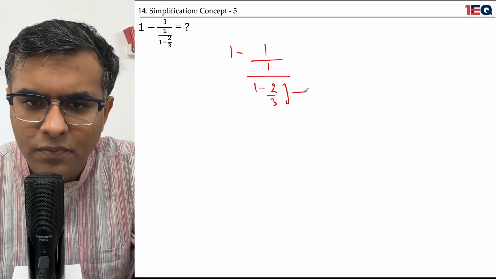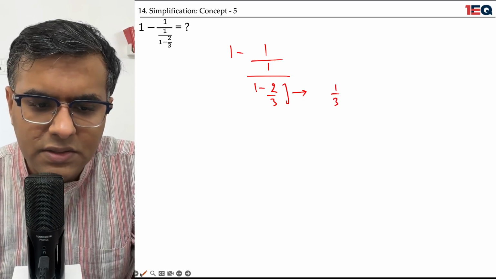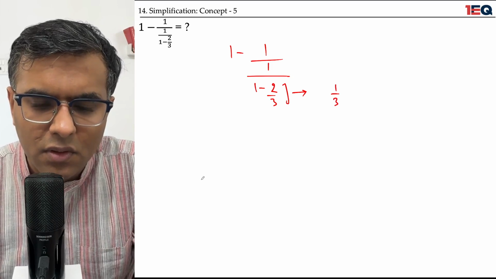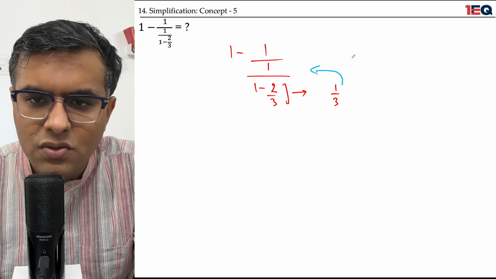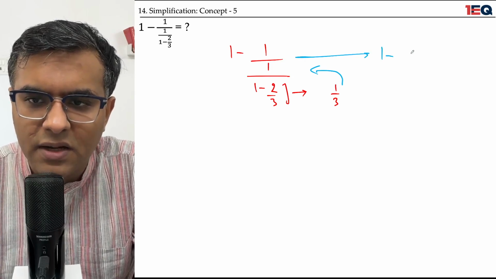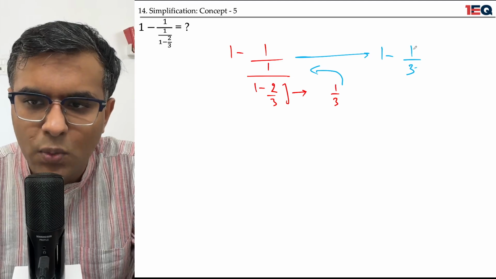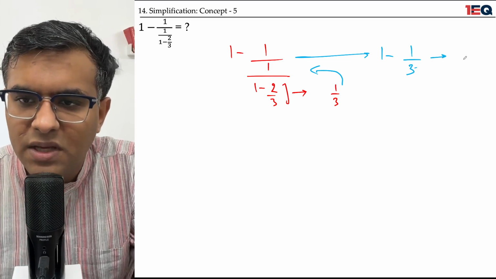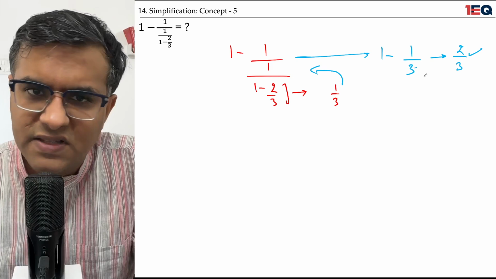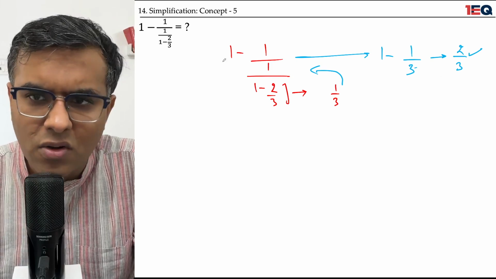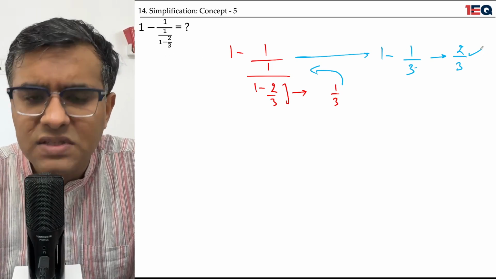Let's start from the bottom. 1 minus 2 by 3 gives me 1 by 3. When 1 by 3 moves over here, it's going to convert itself into 3 by 1. So this entire portion would be rewritten as 1 upon 1 by 3, so it's basically 3 by 1 over here. Then again, 1 minus 1 by 3 would be written as 2 by 3, which is the final answer. This is pretty simple. We are not using a lot of brains over here. A simple mechanical calculation is going to get you to this answer.